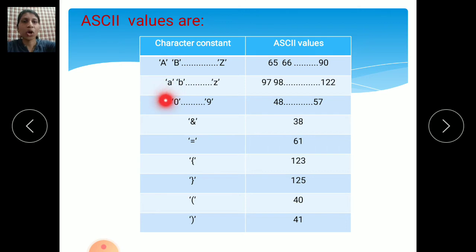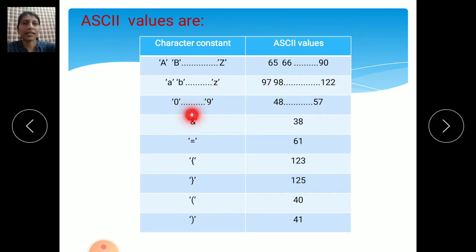Then small a, the small letter a, has the value 97. Then small b value is 98, c value is 99, d value is 100, up to z, whose value is 122. This is the ASCII value of small letter z.